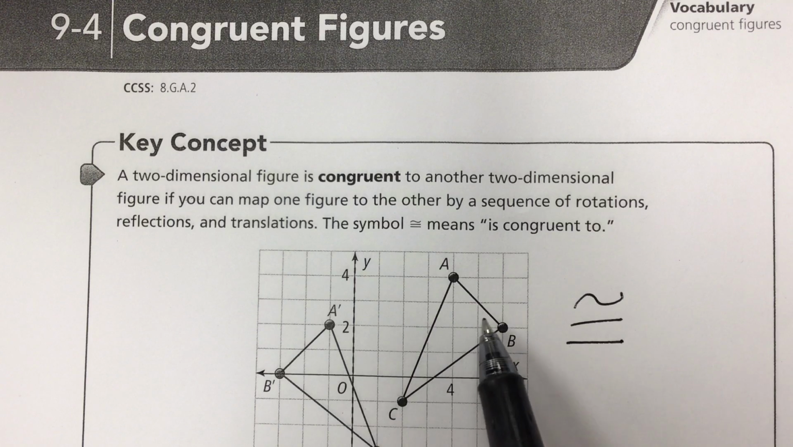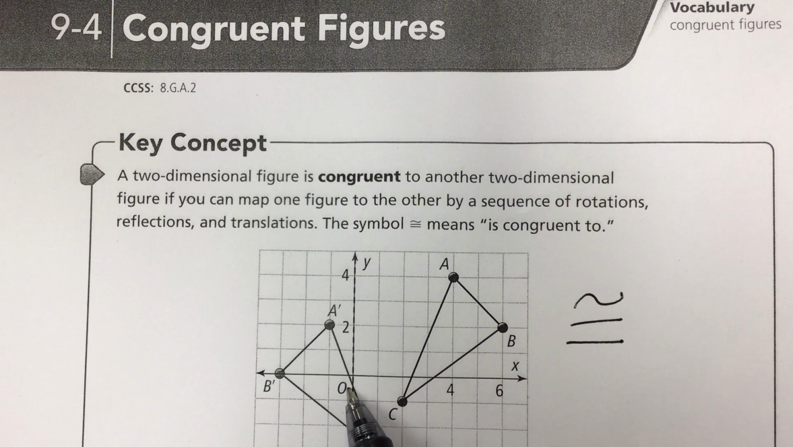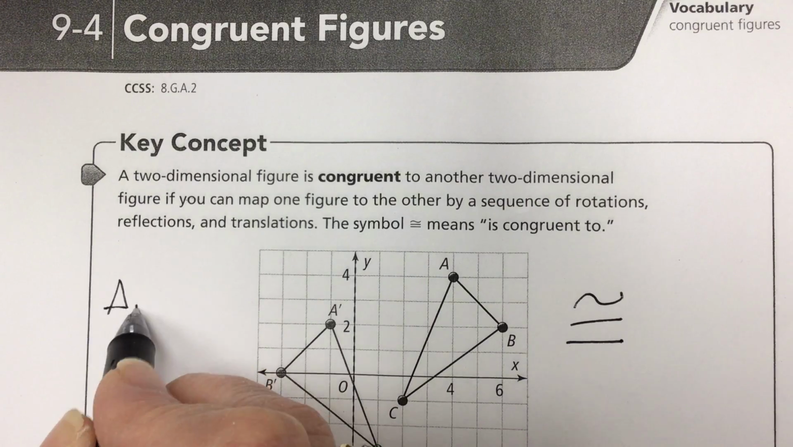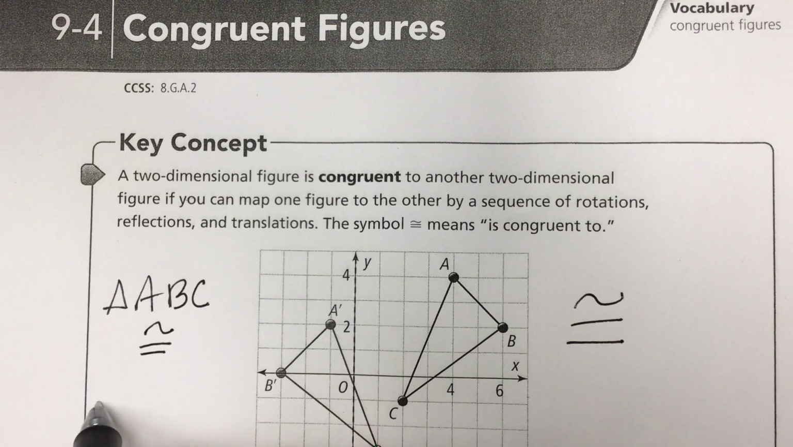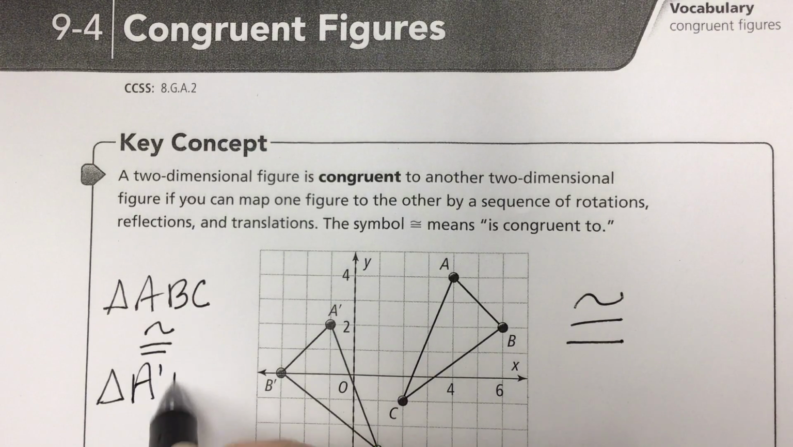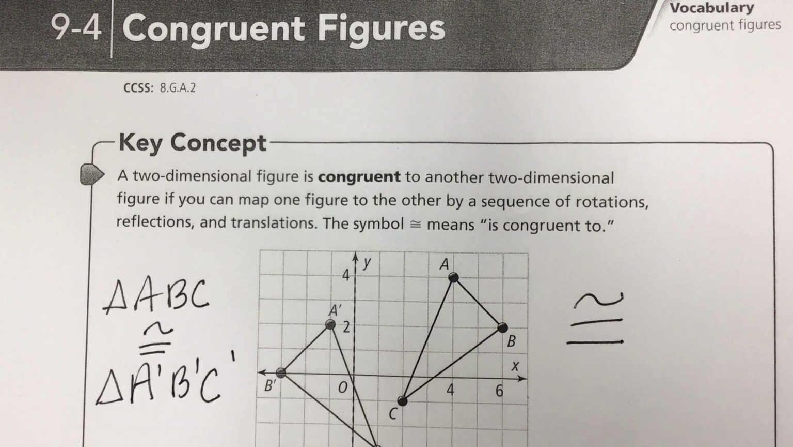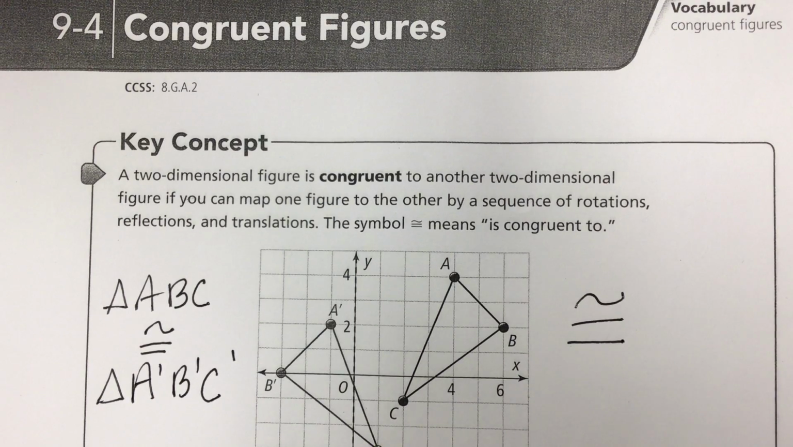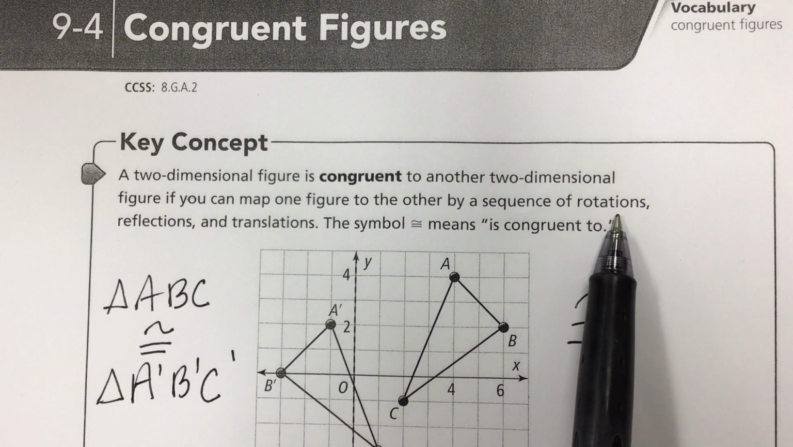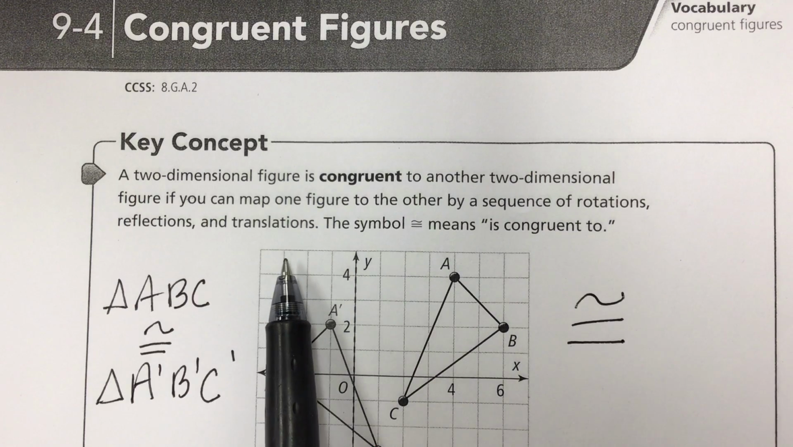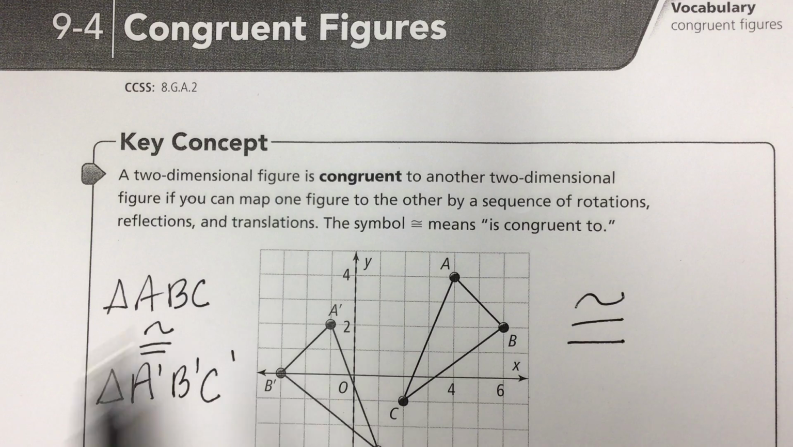So in this figure, we have two congruent triangles. We have triangle ABC, and it is congruent to triangle A prime, B prime, C prime. And if you can map one figure to the other by a sequence of rotations, reflections, and translations, then the triangles are congruent. All right?